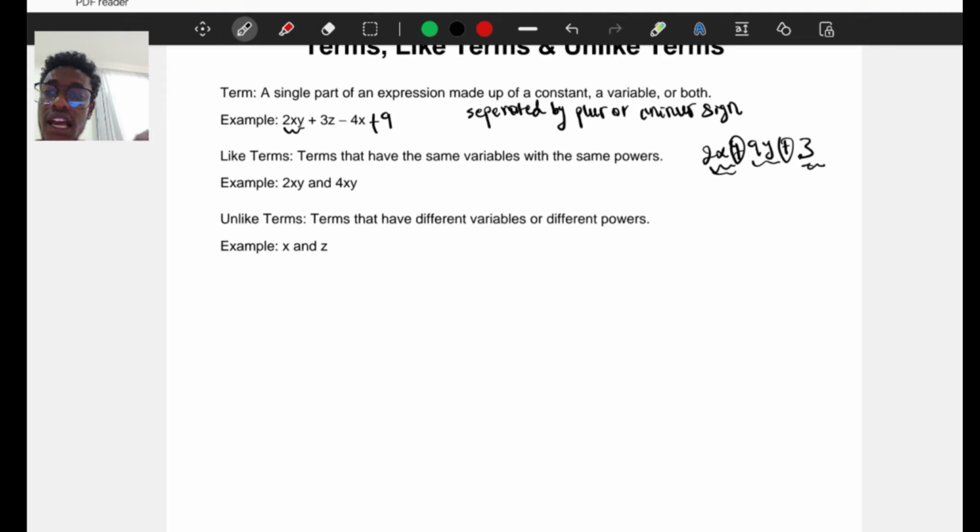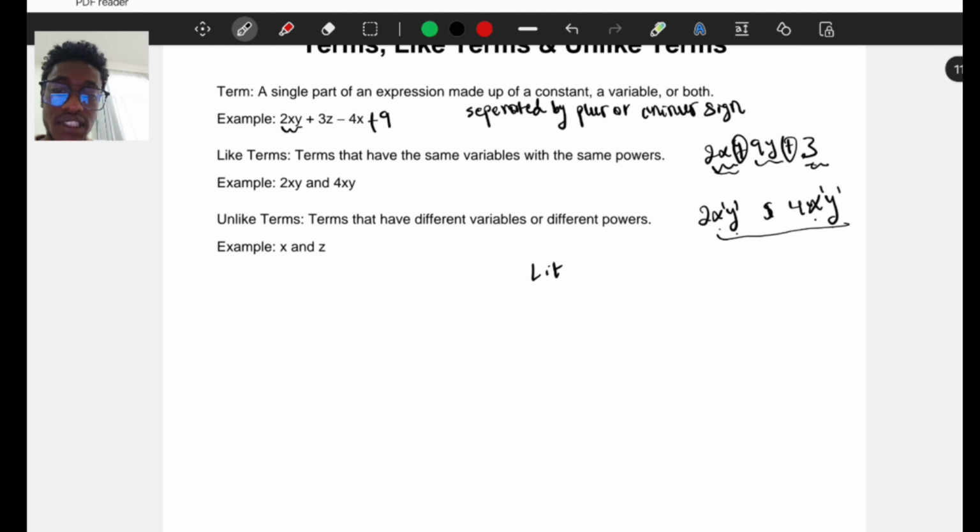There are two types of terms: like terms and unlike terms. Like terms are terms that have the same variable with the same power. For example, 2xy and 4xy: the variables in these terms are x and y, each with the power of 1. So if two terms have the same variables with the same exponent, or the same power, we say the two terms are like terms.